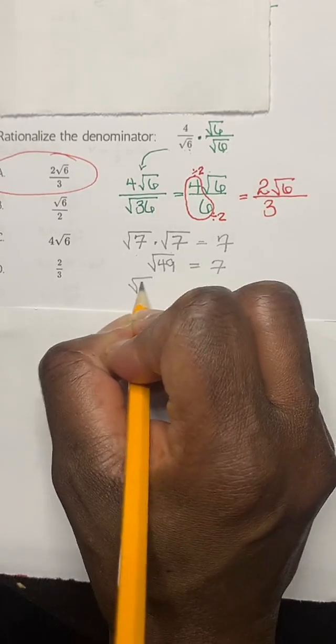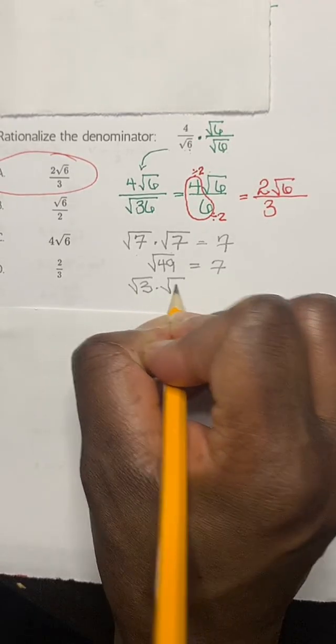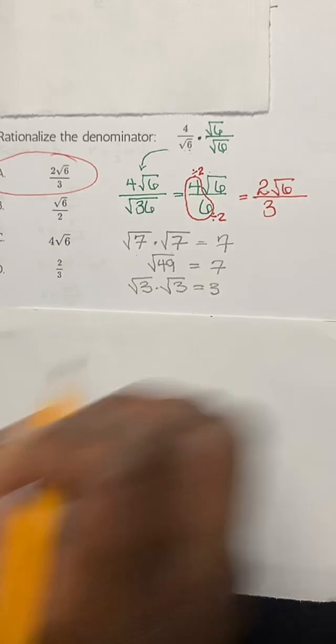So it doesn't even matter. If you say the square root of 3 times the square root of 3, your answer is going to be 3.